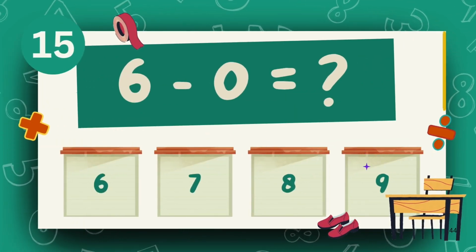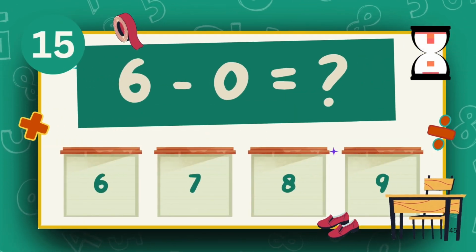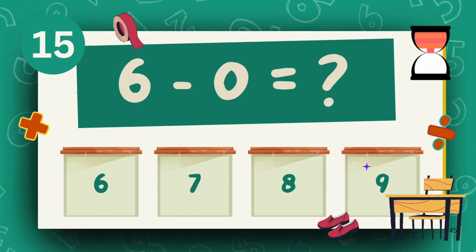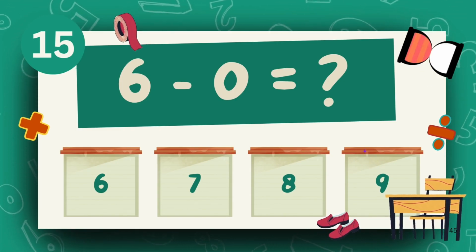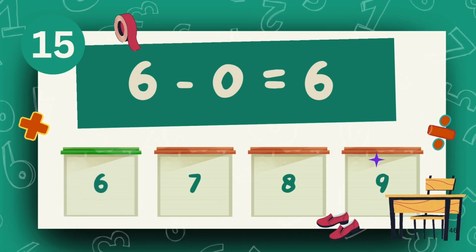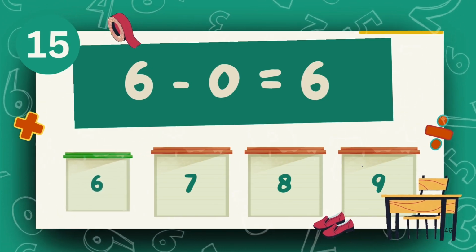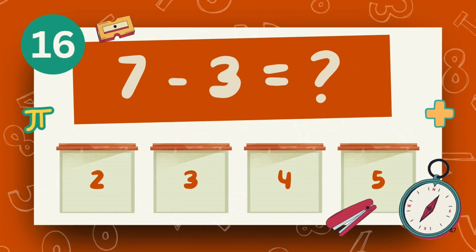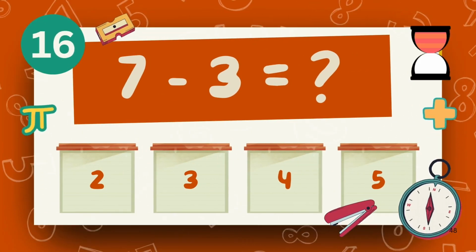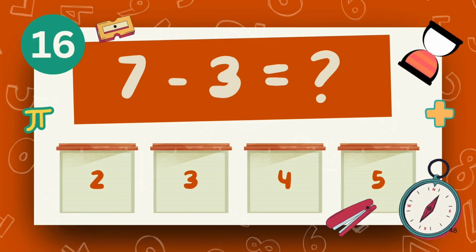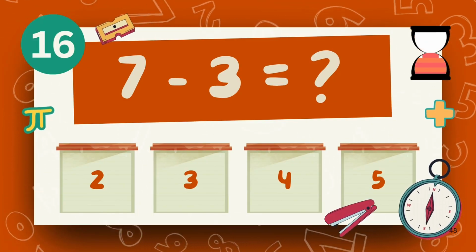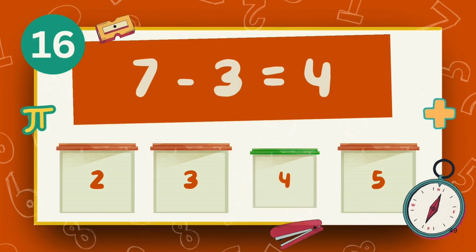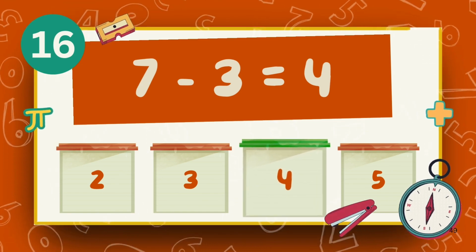What is 6 minus 0? The answer is 6. What is 7 minus 3? The answer is 4.